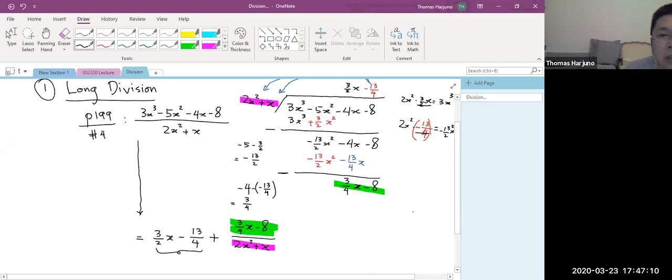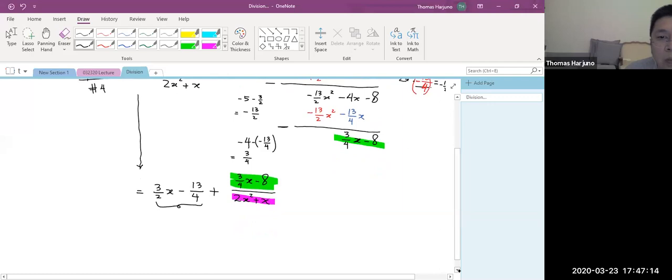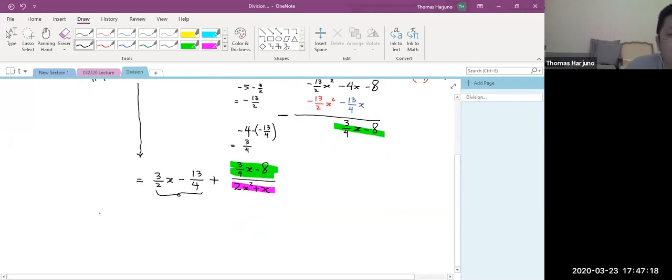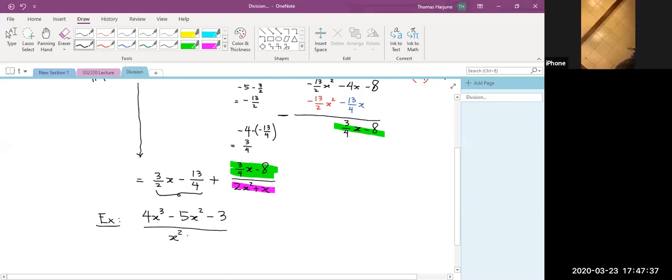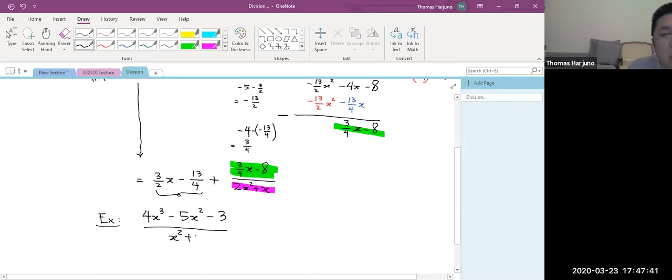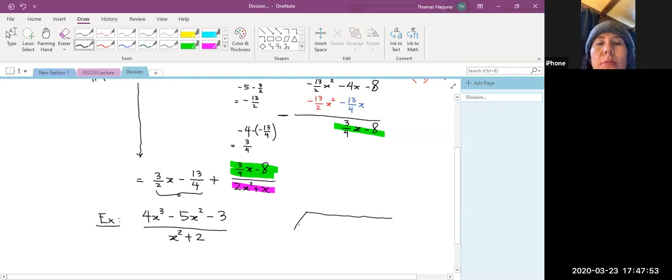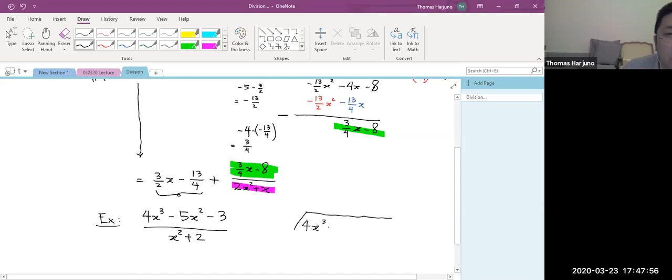Now, let's practice on this. Let me write my own question. Let me ask you to do, for example, 4x cubed minus 5x squared minus 3 over x squared plus 2. Notice that there's a skip of exponents here. So when you put it in the long division form, it should be 4x cubed minus 5x squared plus 0x minus 3. You see, you need to have a placeholder.